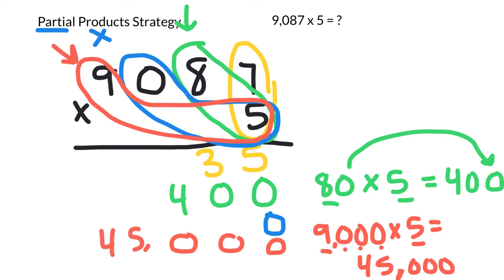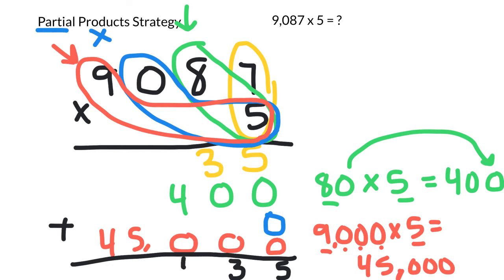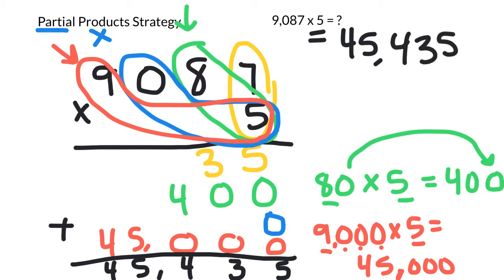My very last step is to add all my numbers together, just like in standard algorithm. 5 plus 0 plus 0 plus 0 is 5. 3 plus 0 plus 0 is 3. 4 plus 0 is 4. And 45 plus nothing is 45. So there's our answer. 9,087 times 5 is 45,435. And that's the partial product strategy for you to decide if you prefer that over the standard algorithm.